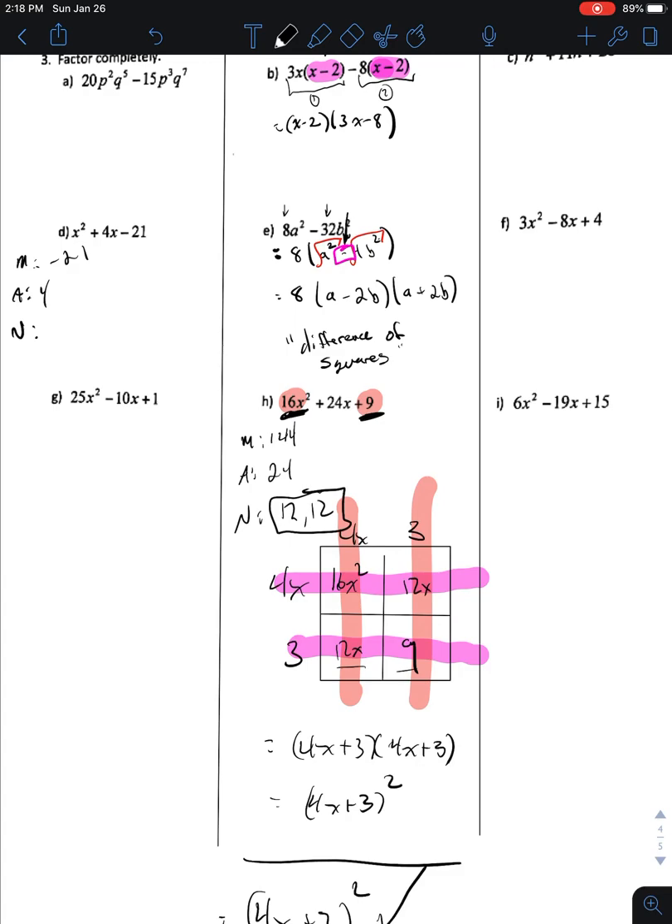Sorry, negative 21. I missed the negative. Minus 21. So find the two numbers that satisfy both of those. You can go through your numbers if you'd like. 1 and 21, not going to work. 7 and 3 is going to work, right? But it has to be negative. How are you going to make it work? Make the 3 negative, right?